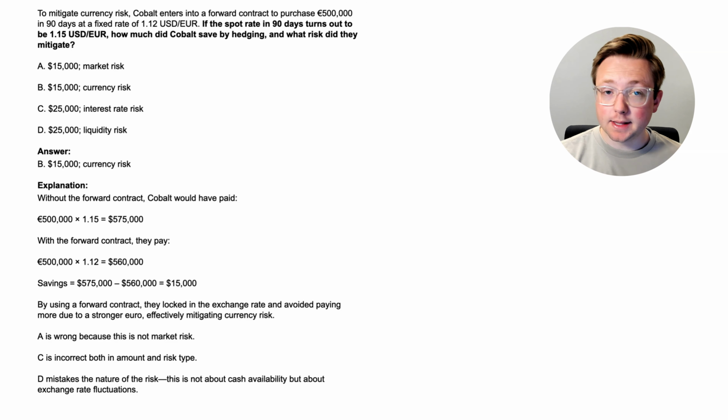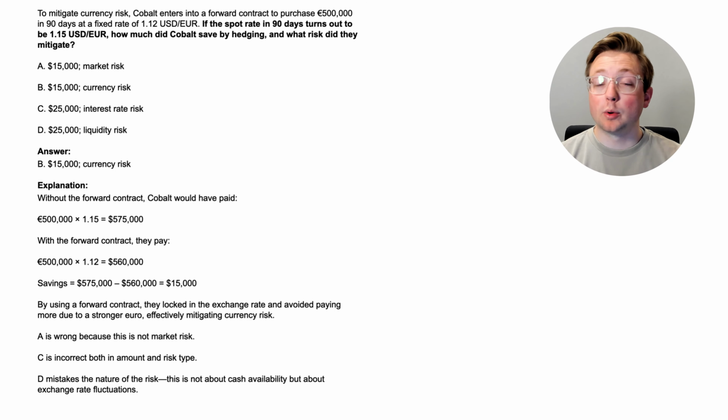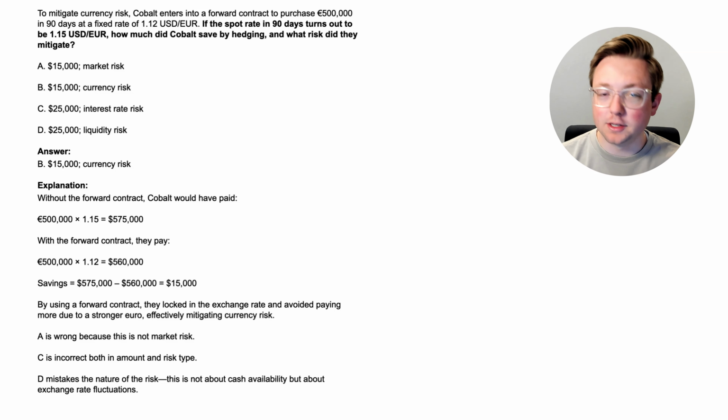So it saved them $15,000 because they locked in and said, hey, we will purchase 500,000 euros for $1.12 per euro in 90 days because they knew they were going to have to pay 500,000 euros in 90 days to that German company. So they made a better deal so that it cost them less to buy those 500,000 euros to be able to make that payment to the German company. So this is one way to mitigate currency risk, is to have a forward contract where, again, you lock in a currency rate so that in the future you can use that hopefully lower currency rate compared to the rate that there is when you have to do the purchase or whatever the case is.